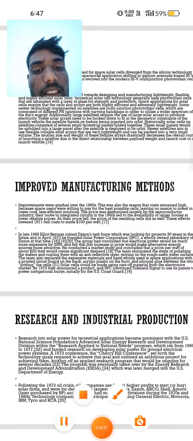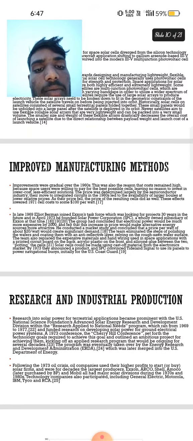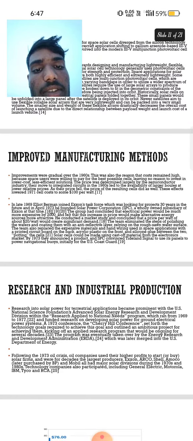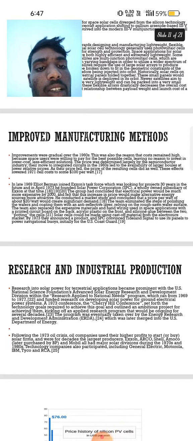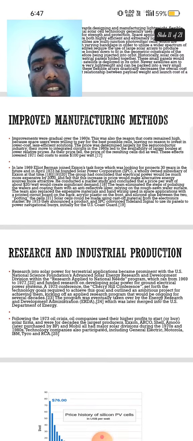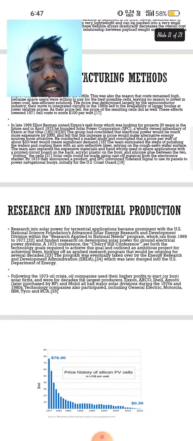Improved manufacturing methods. Improvements were gradual over the 1960s. This was also the reason that costs remained high, because space users were willing to pay for the best possible cells, leaving no reason to invest in lower cost, less efficient solutions. The price was determined largely by the semiconductor industry. Their move to integrated circuits in the 1960s led to the availability of larger boules at lower relative prices. As their price fell, the price of the resulting cells did as well. These effects lowered 1971 cell cost to some $100 per watt.